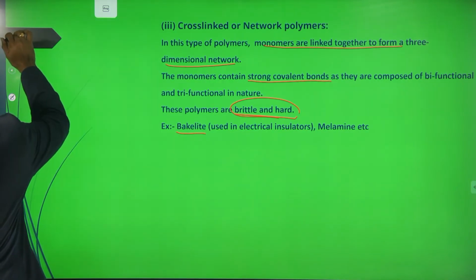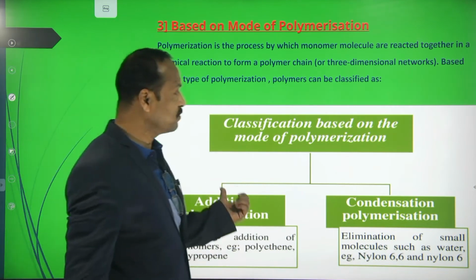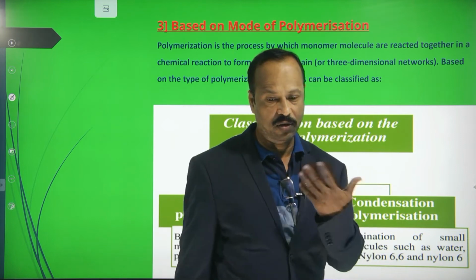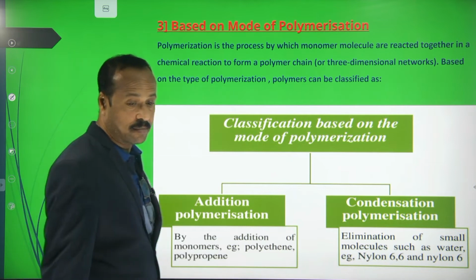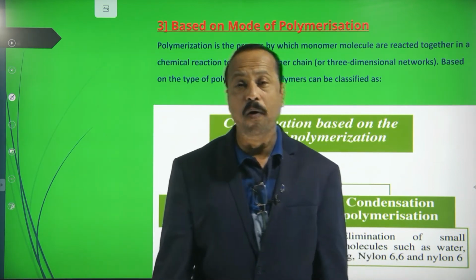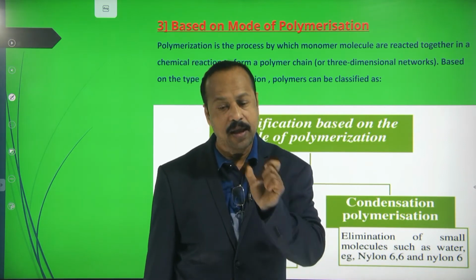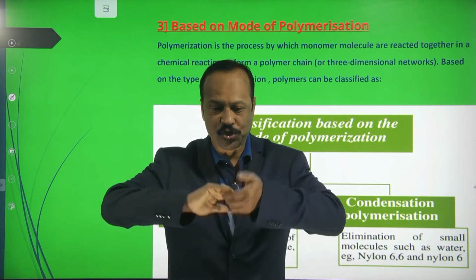Now the last and final one, the third one. Third and fourth are also there, but the fourth one is a part of the third one only. Okay, we will check that one. So, based on the mode of polymerization. Now this is one important word: polymerization. Polymerization means what? Poly means many. Mer means units. Merization means joining.